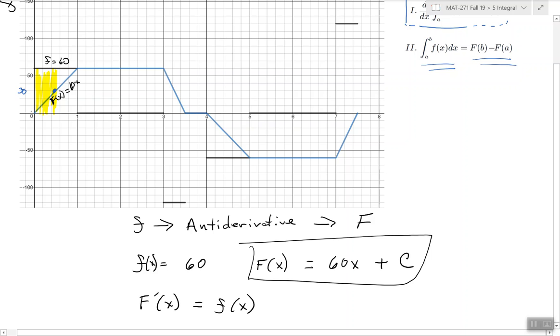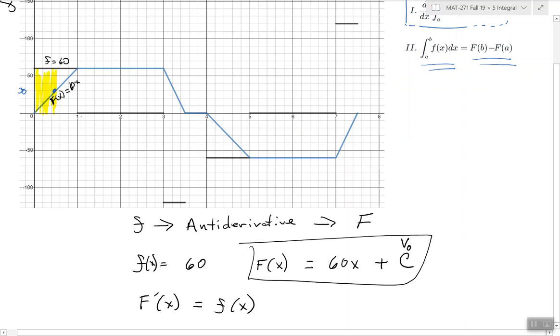Since we're working with velocity, our c we can think of as v sub 0, our initial velocity. I knew it was 0. So I could just plug in a 0 for c, and then I have my velocity function here. So notice that the accumulated net area is exactly equal to reading off the value from what we've been calling our velocity function, and we're now calling big F of x. Okay, well, what about this second one?